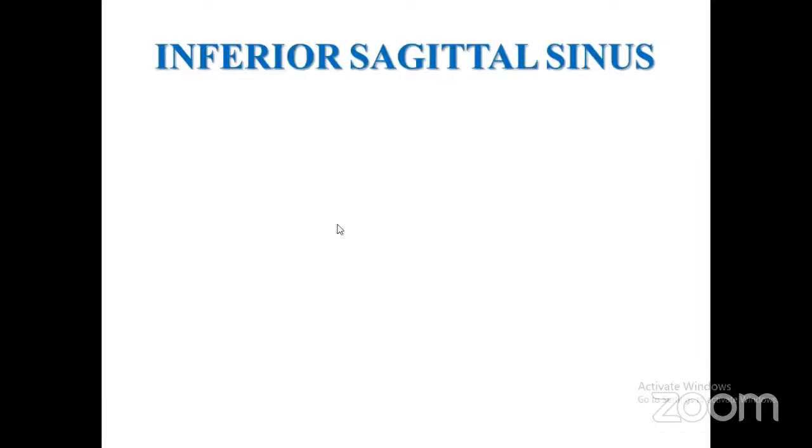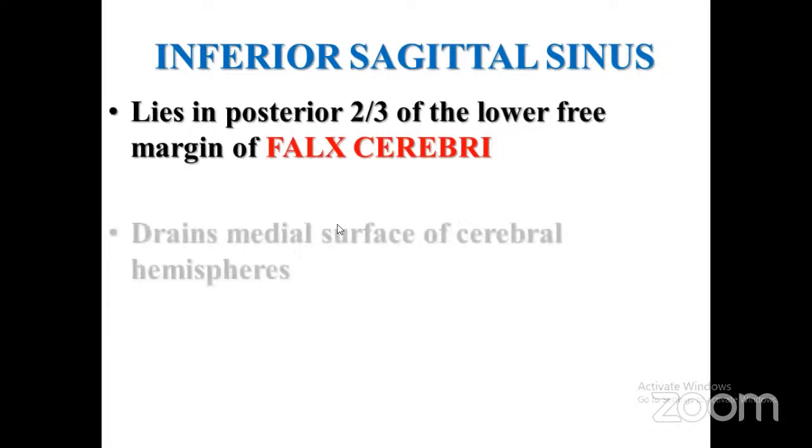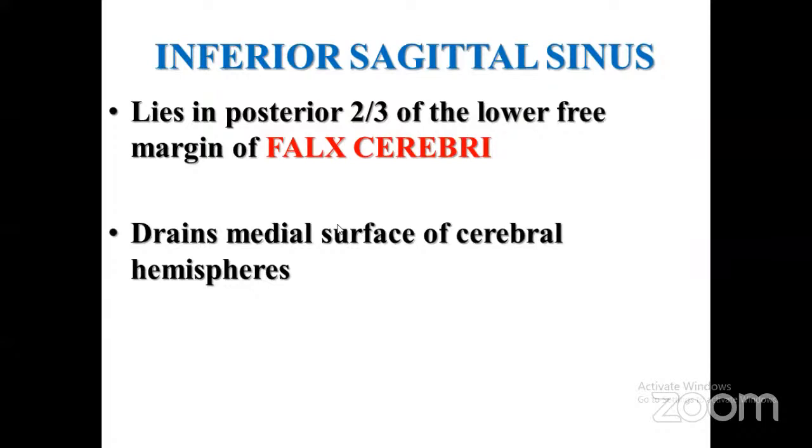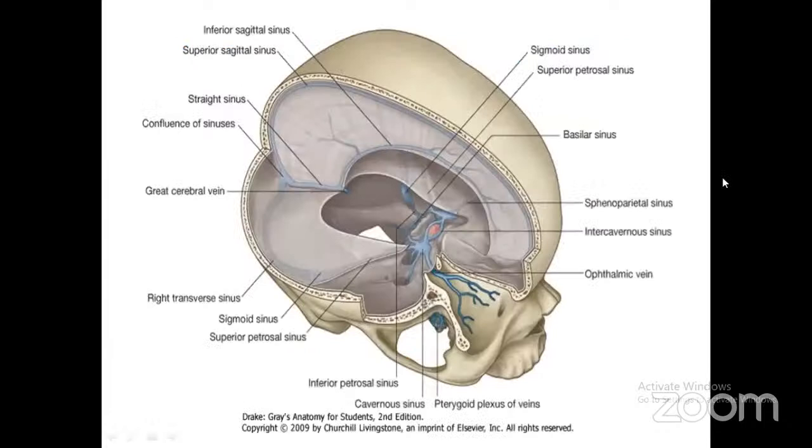Next, coming to the inferior sagittal sinus. Inferior sagittal sinus is peculiar because it doesn't have contact with the bone. So it is purely present in the meningeal layer of the dura mater. It lies in the posterior two-thirds of the inferior margin of the falx cerebri. It drains the medial surface of the cerebral hemisphere. Remember, superior sagittal sinus drains the superolateral surface, whereas the inferior sagittal sinus drains most of the medial surface of the cerebral hemispheres and opens into straight sinus.